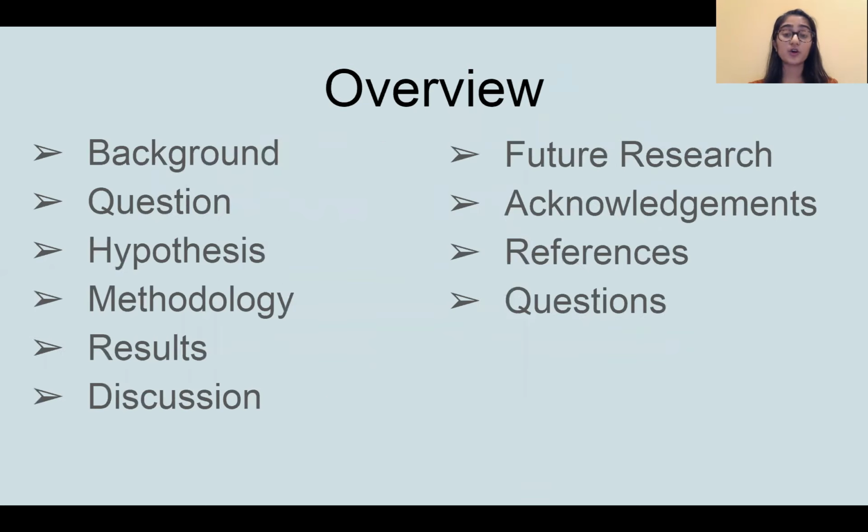First, I'll begin with an overview of my presentation. I'll start with the background of my project, then I'll move on to my question and hypothesis. I'll explain my methodology and the results that came out of it, and I'll go on to my discussion and future research. Last, I will mention my acknowledgements, and then I will give out my email for any questions.